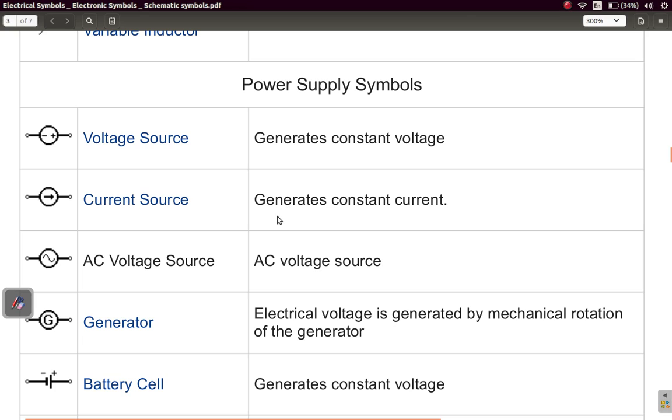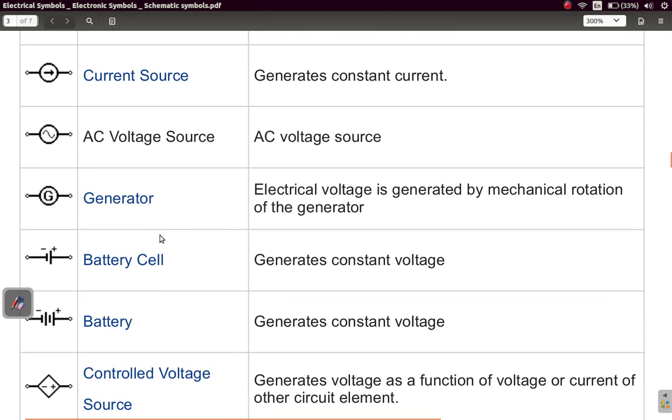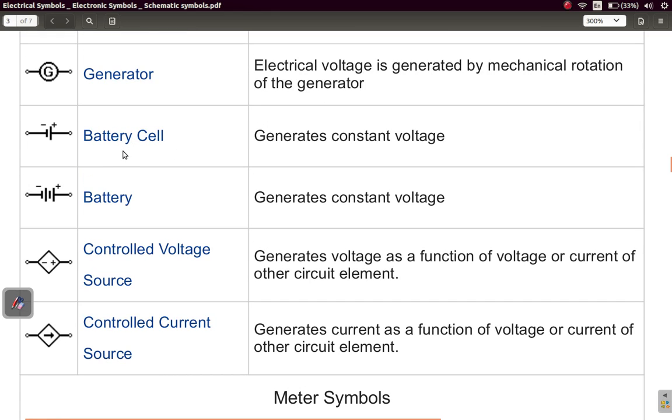Now, you have the AC. This represents alternating current. This represents direct current up here. The circle with the G represents a generator, and when you have M, it will represent a motor. This is a single cell, and then you have the battery. This consists of more than one cell connected in series here.